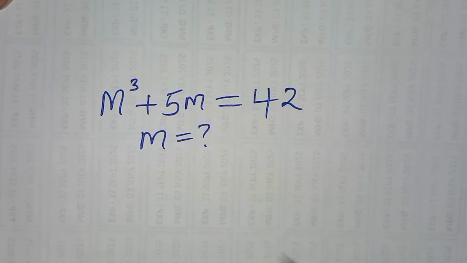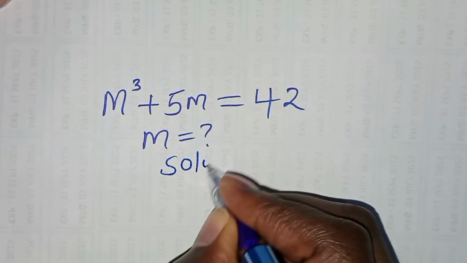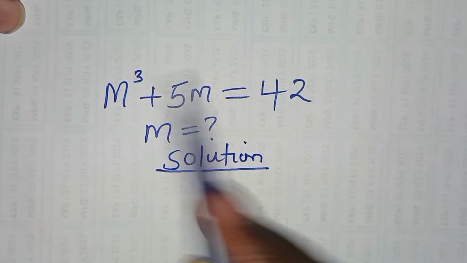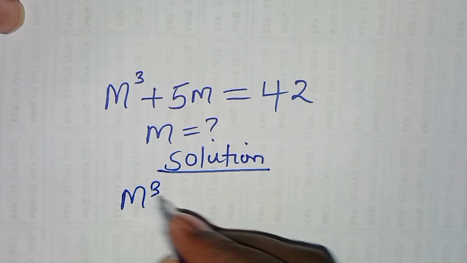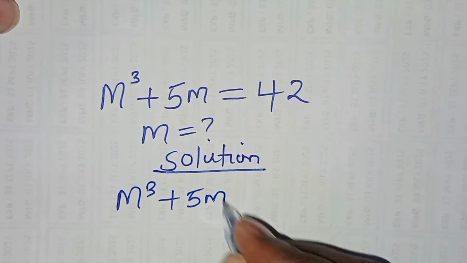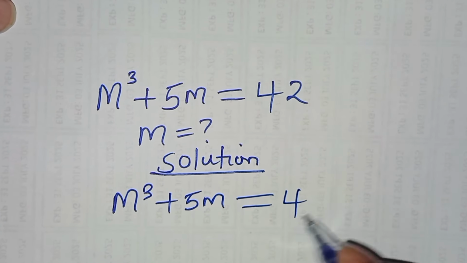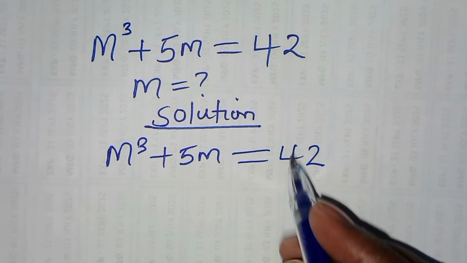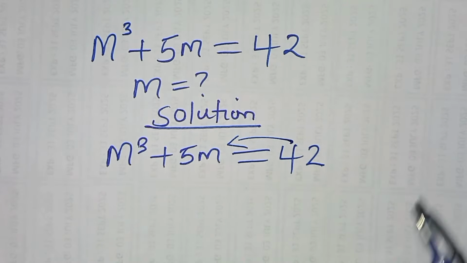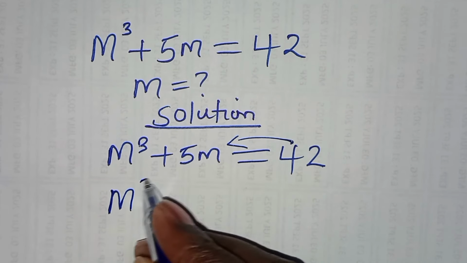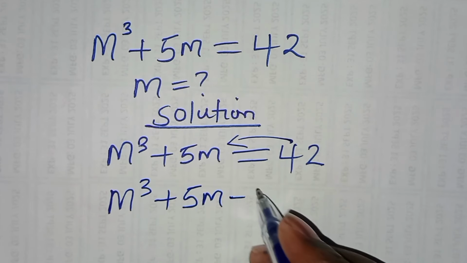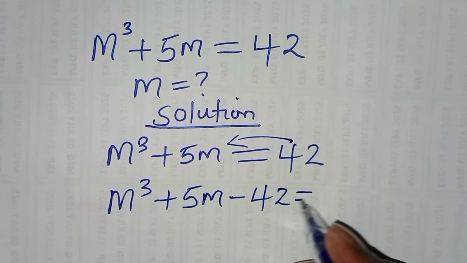Now, solution from here, we have that m cubed plus 5m is equal to 42. Now, from here, let's take 42 to the left-hand side so that we'll have m to the power 3 plus 5m subtract 42 equal to 0.